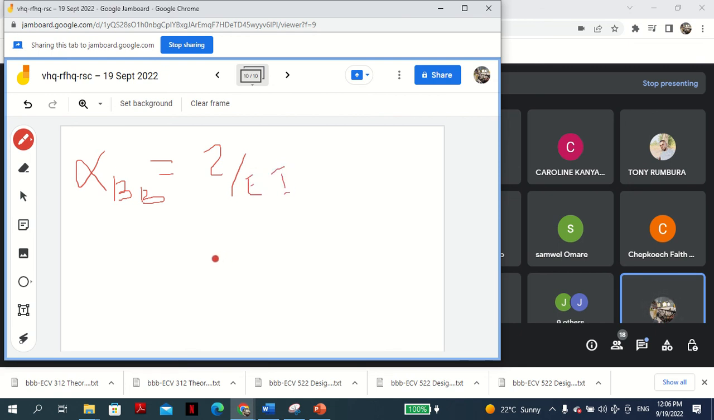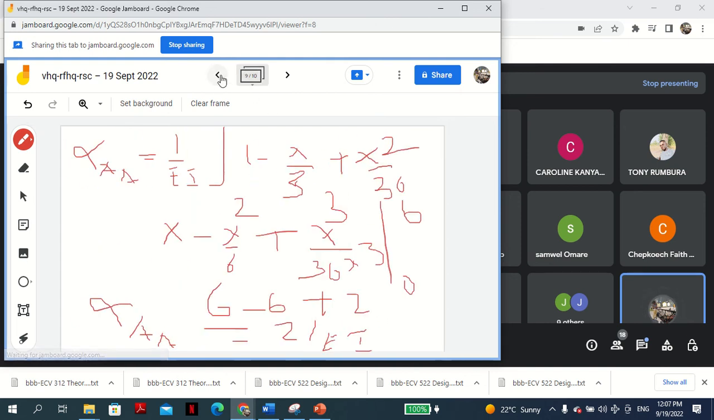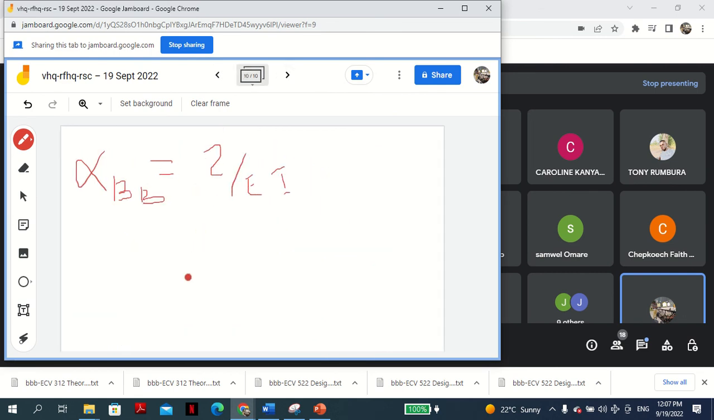That said, alpha AB. Okay, let me go back a little bit to make sure you understand. So we apply a moment there, so that this is 1 minus x over 6.